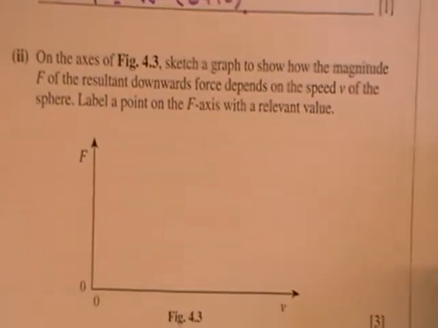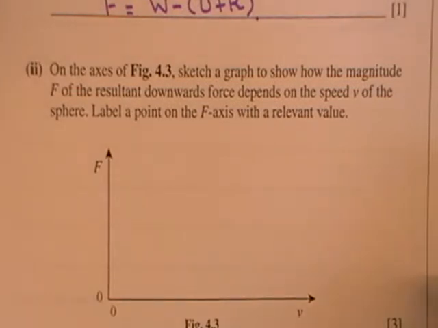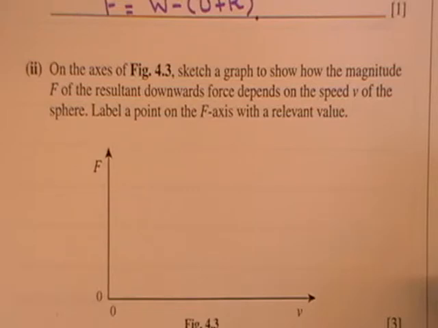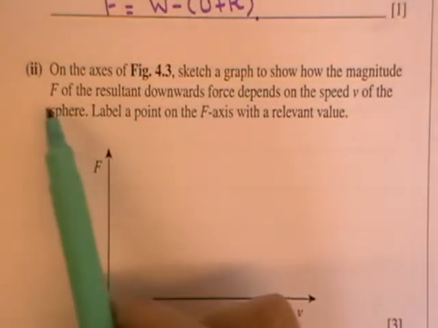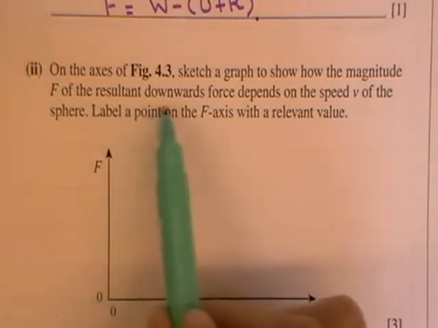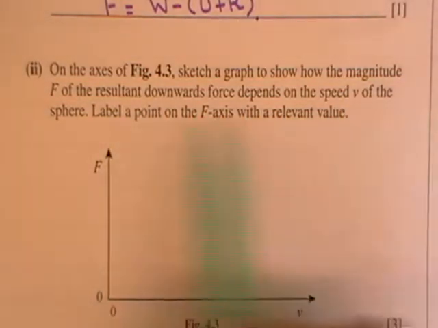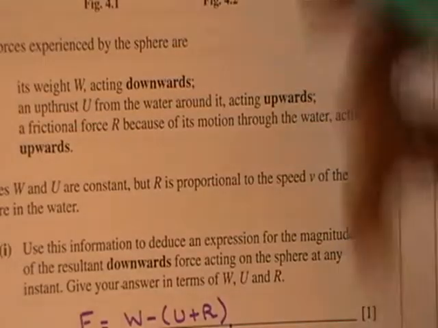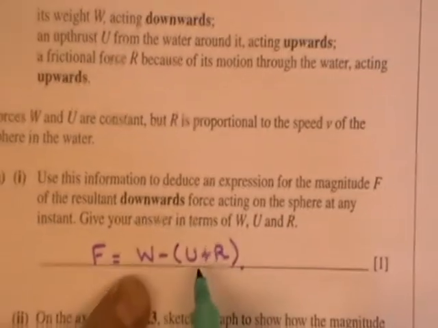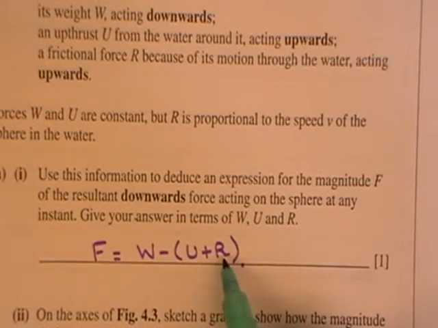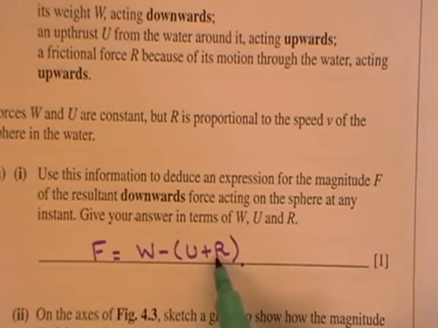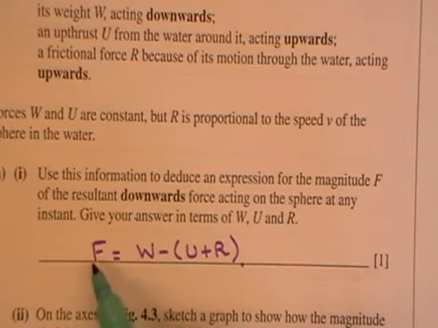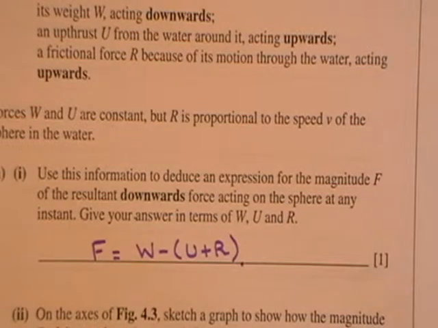On the axis of figure 4.3, sketch a graph to show how the magnitude F of the resultant downward force depends on the speed v of the sphere. Label a point on the F axis with a relevant value. Now, you know that F is equal to w minus (u plus r), but r is constantly increasing. And eventually r will get to a value where u plus r is going to cancel out the effect of the weight, and therefore F is going to be equal to 0. So F is going to end up down at 0.